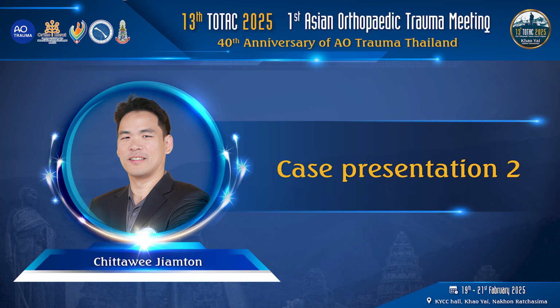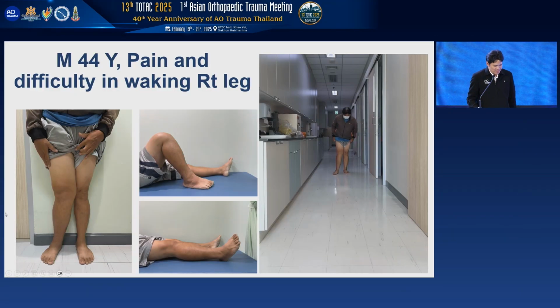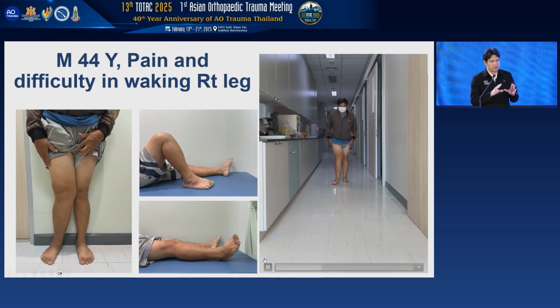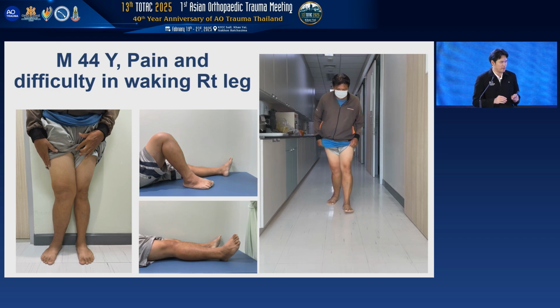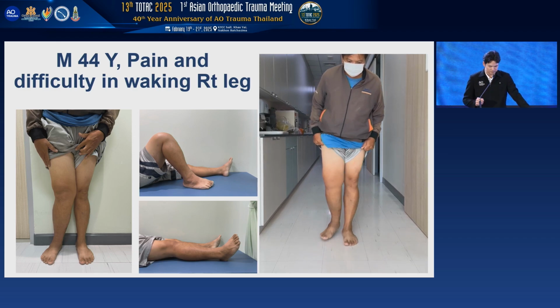Good afternoon, everyone. I think all the malunion or non-union cases have a very long story, but we will end up with the virgin cases. This is a 44-year-old male. He came to my clinic with difficulty in walking, and this is the appearance. I don't have the picture about the rotation, but I tested that there is no significant malrotation of the lower limb.